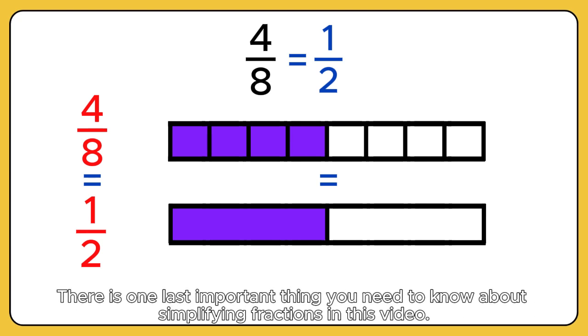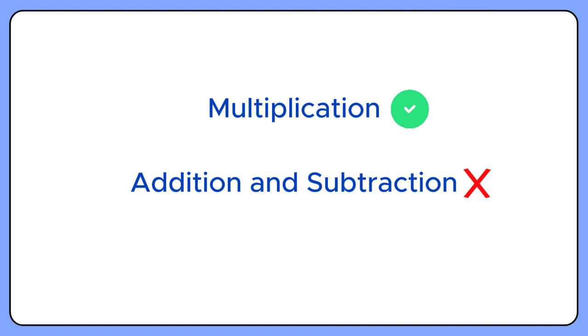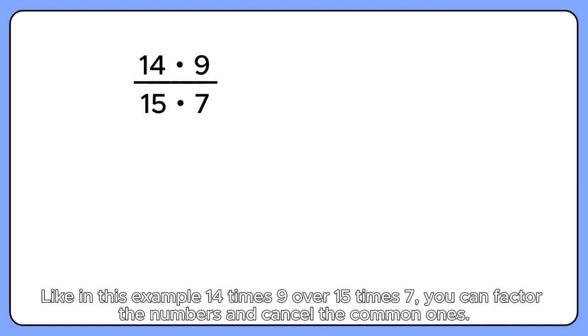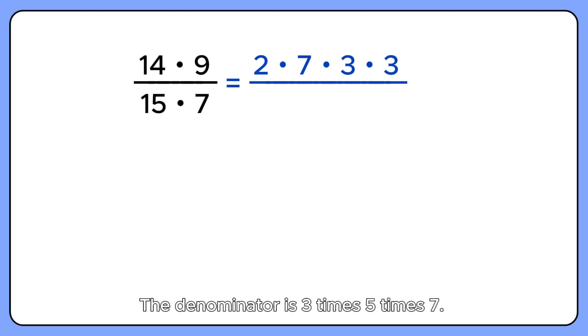There is one last important thing you need to know about simplifying fractions in this video. Remember that you can simplify fractions in multiplication, but not in addition and subtraction. Like in this example, 14 times 9 over 15 times 7. You can factor the numbers and cancel the common ones. The numerator is 2 times 7 times 3 times 3. The denominator is 3 times 5 times 7.